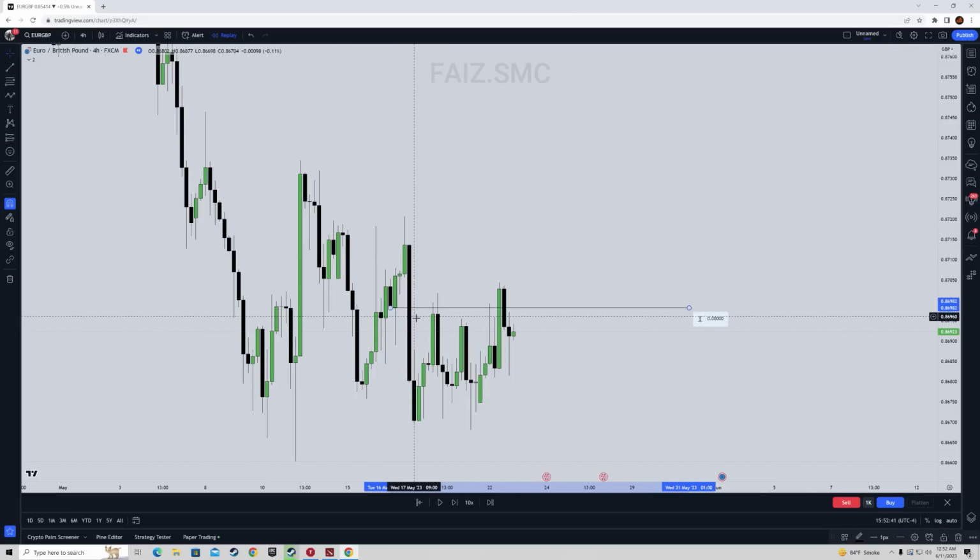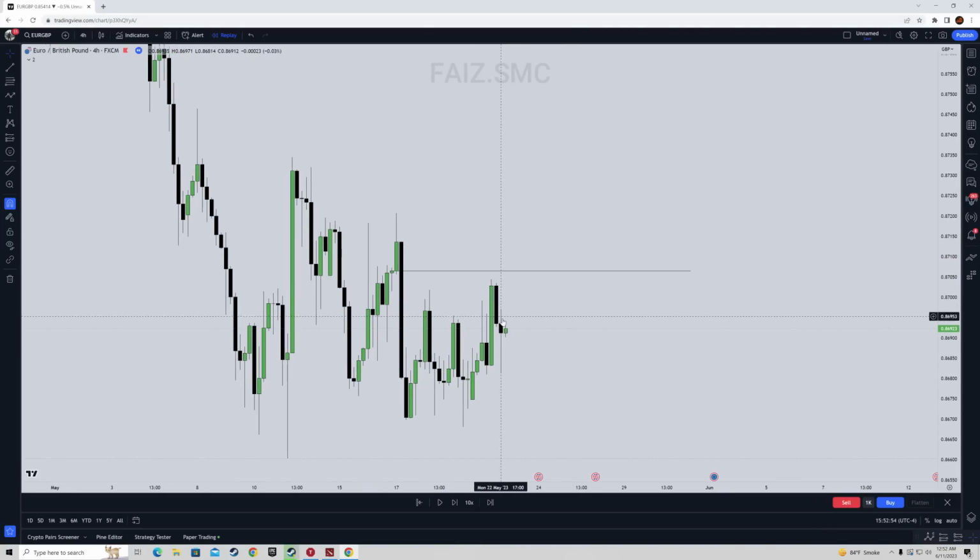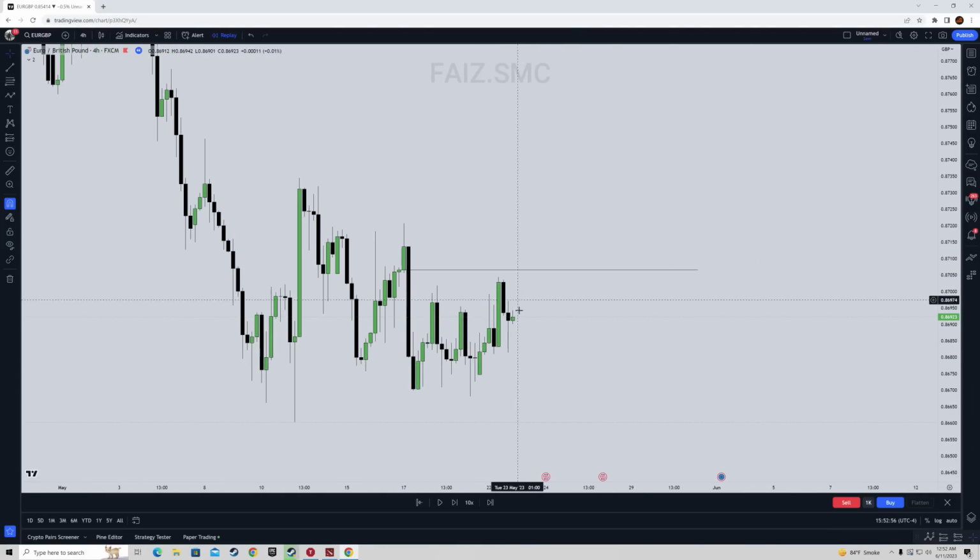So if we were on the 15 minute time frame, your entry would be here. But since we are at the higher time frame, this is going to be our refined order block, the body of this candle, not the wick. Cool. So then we wait for price to come back into our POI.